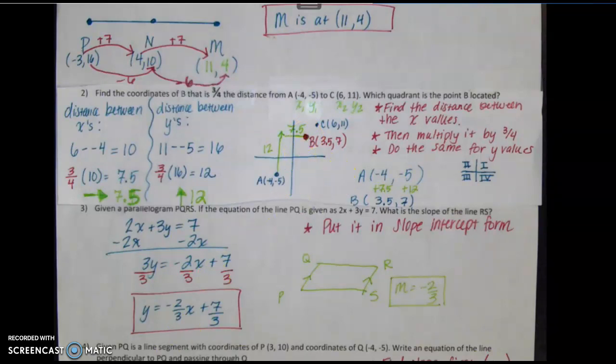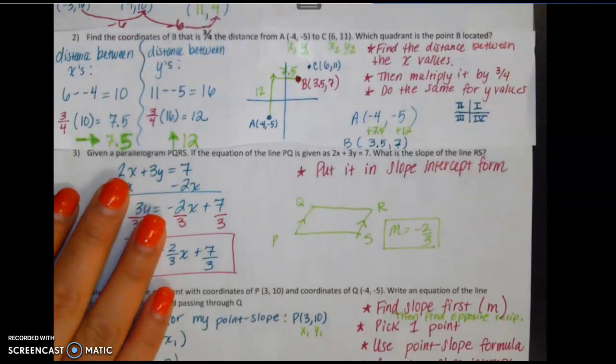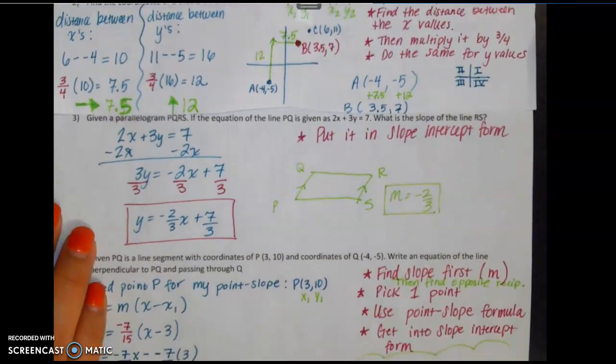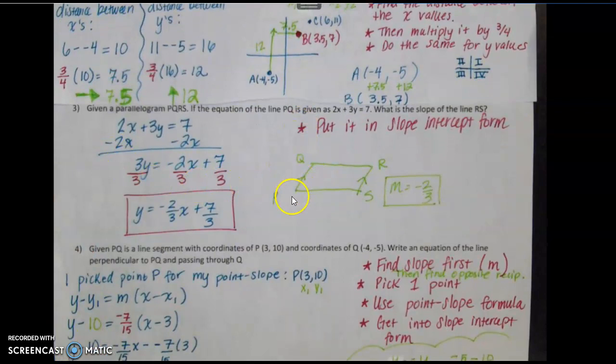I just showed one. Number 3, if I have a parallelogram PQRS, it gives me the equation of the line PQ: 2x plus 3y equals 7. It wants to know what the slope of RS is going to be. Now, since this is a parallelogram, that means PQ and RS are parallel. Parallel means they have the same slope.